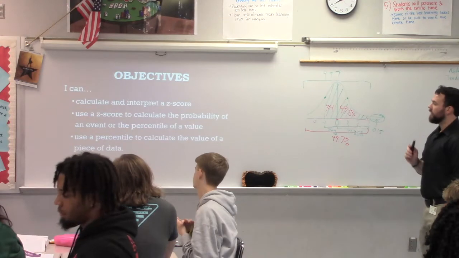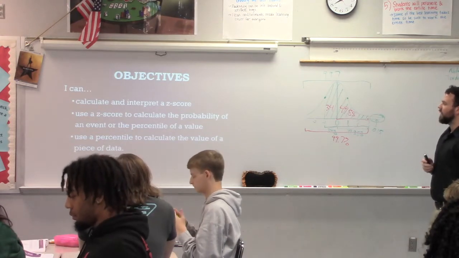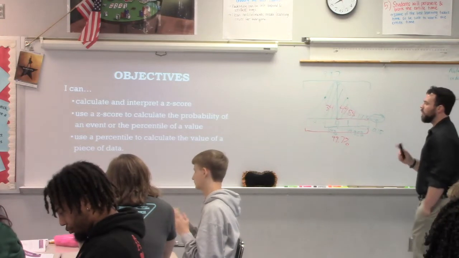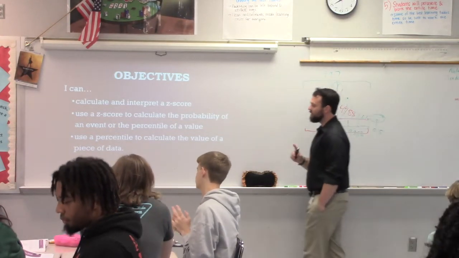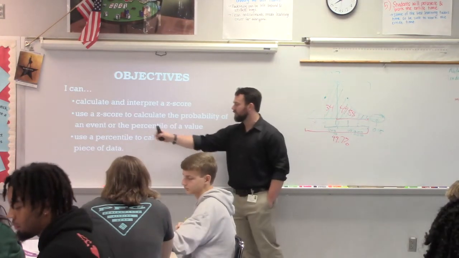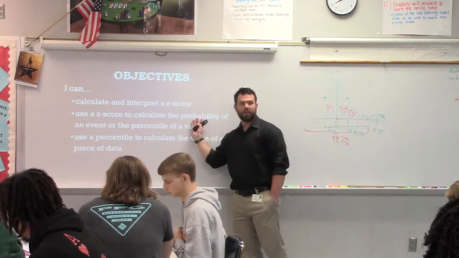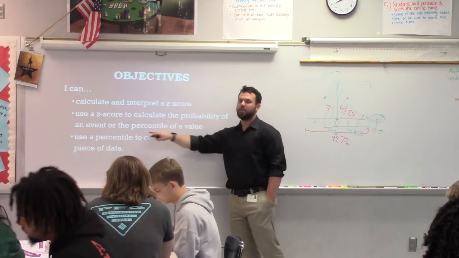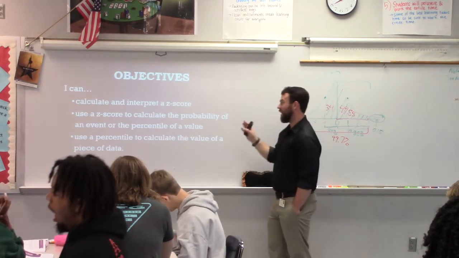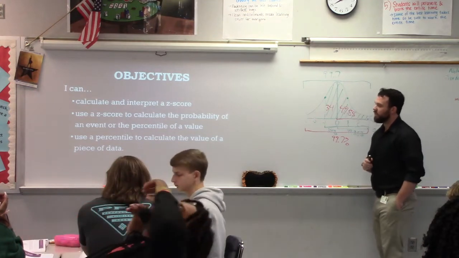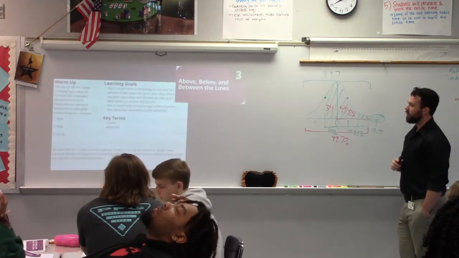Okay, so you need to first know how to calculate and interpret a z-score. We need to be able to use z-scores to calculate the probability of an event or the percentile of a value, dealing with percents again. Probability goes with the area under the curve. Percentiles go with percents, but they're heavily tied together. And we're going to use a percentile to calculate the value of a piece of data. So we're going back and forth.